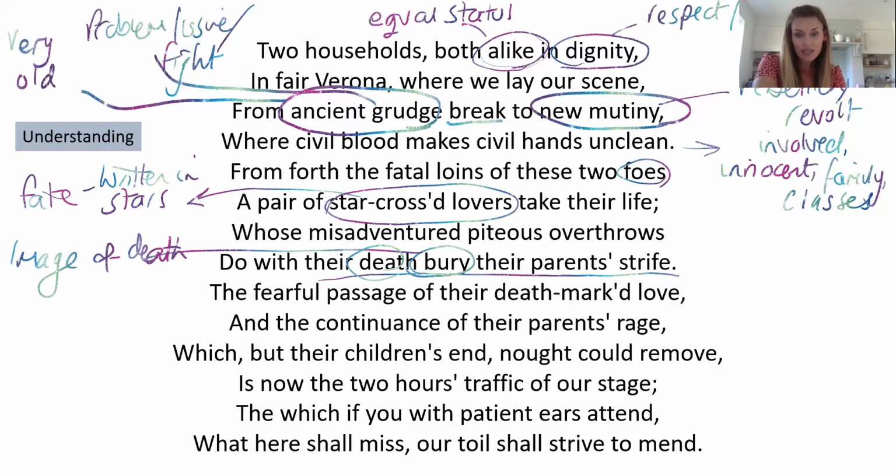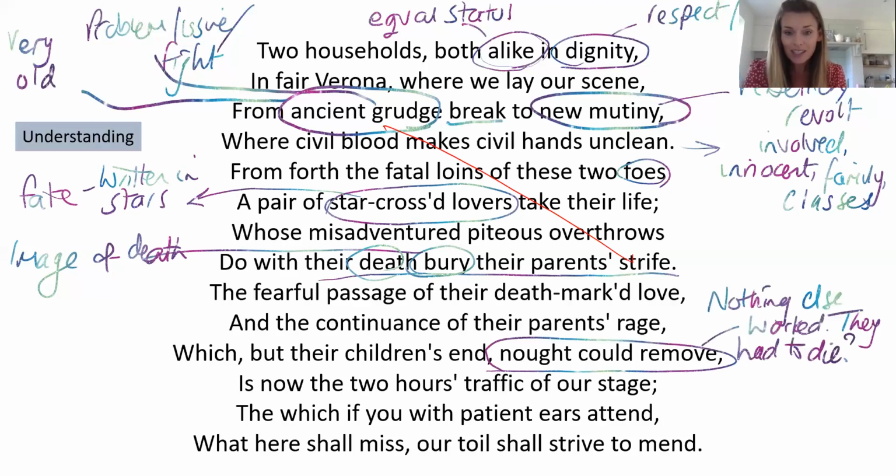Then we have, with their death, bury their parents' strife. So we can understand these lovers have met. Was it fate? Was it that they were supposed to be together? Now their misadventures, what they're about to go and do, actually kills them. They take their own life. But their death is what ends this conflict, this strife, this ancient grudge. So we want to link that strife is that grudge. So it actually took the children of the families to die for everything to end and be buried.